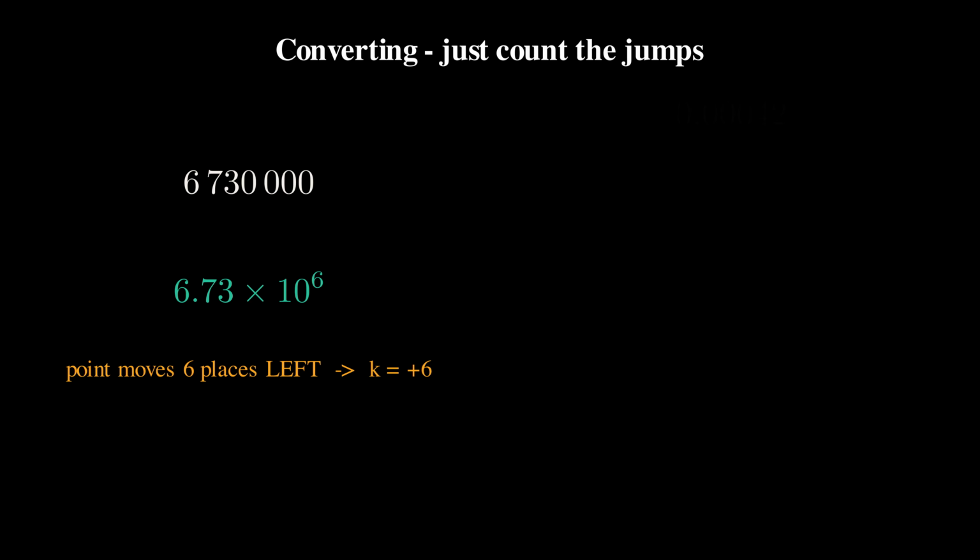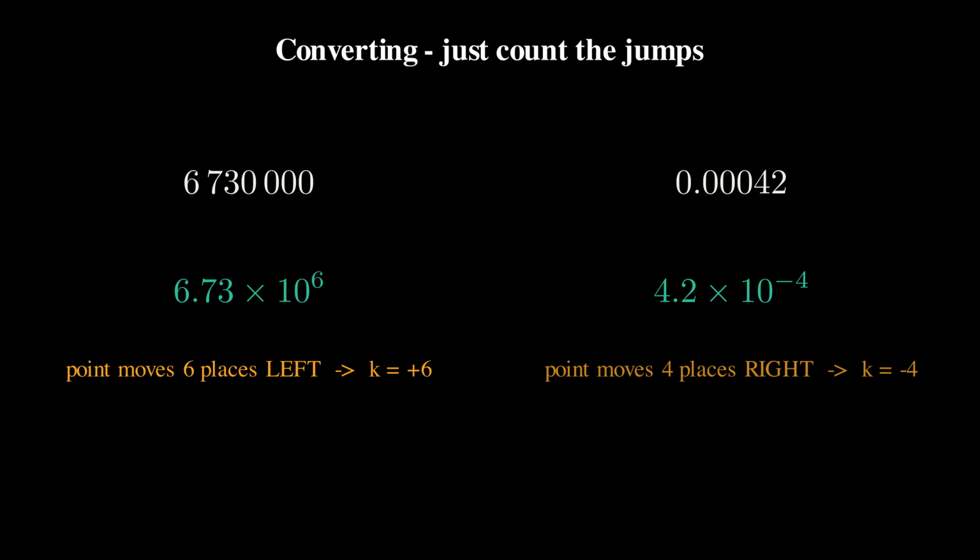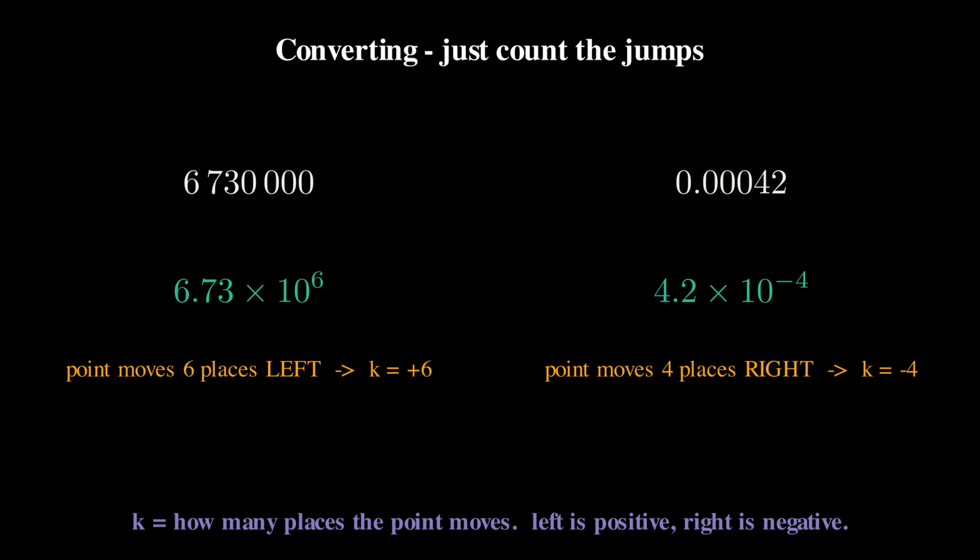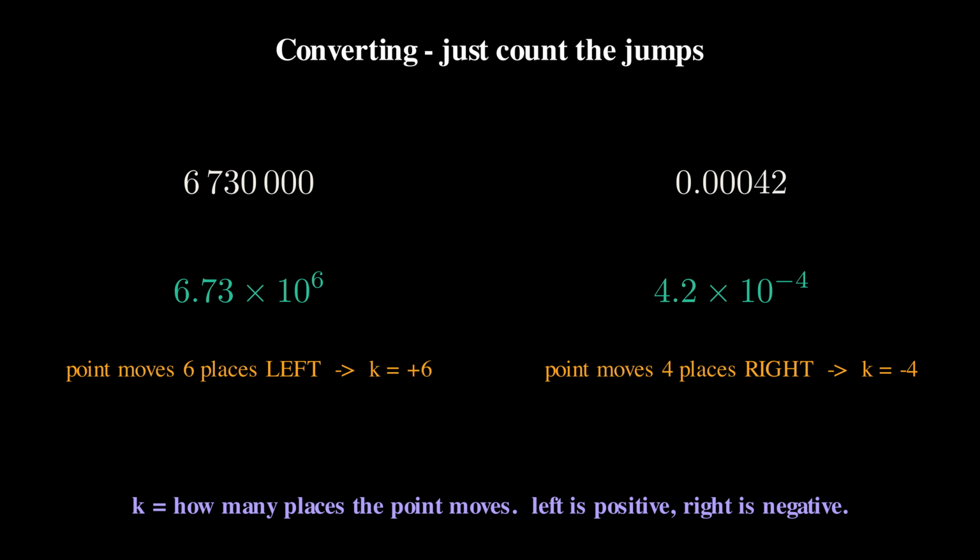Now a small number, 0.0004 2. This time, the point must travel the other way, 4 places to the right, to land after the 4. Moving right makes k negative, so it's 4.2 times 10 to the minus 4. The single rule: k is how many places the point moves. Positive going left, negative going right.